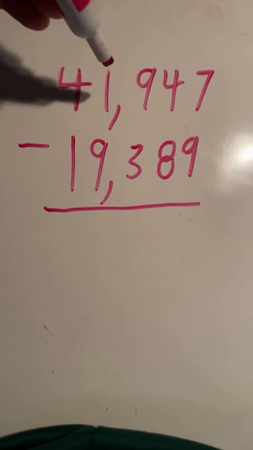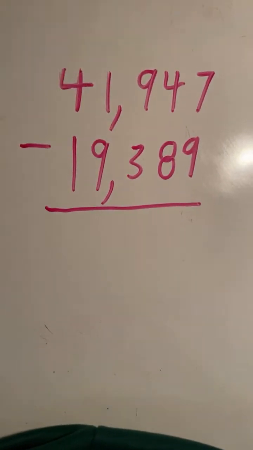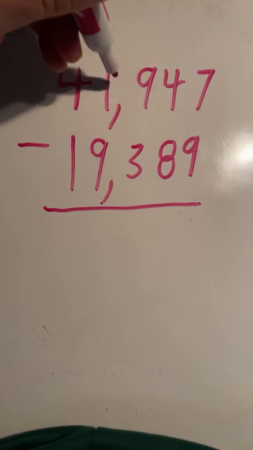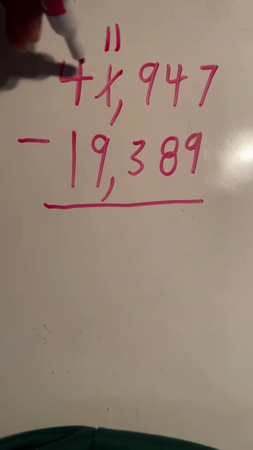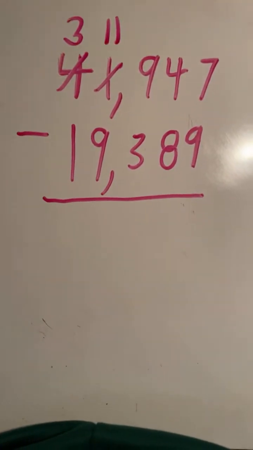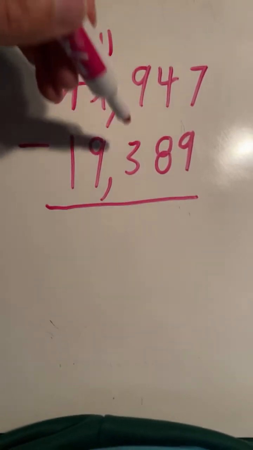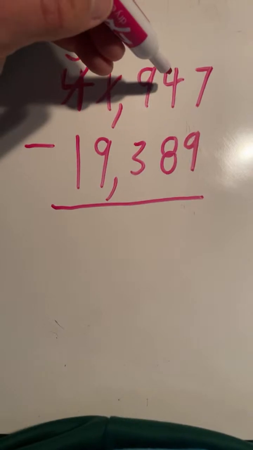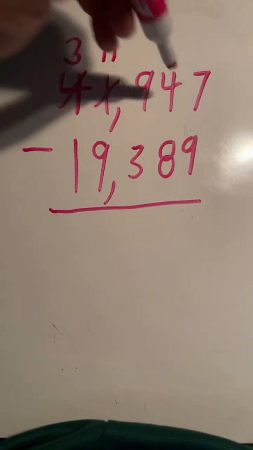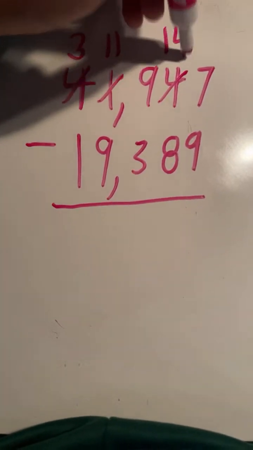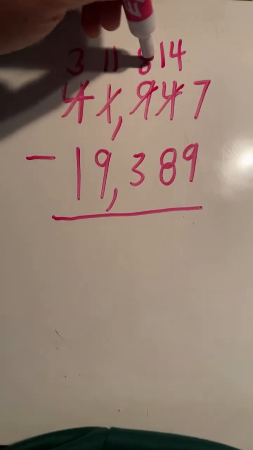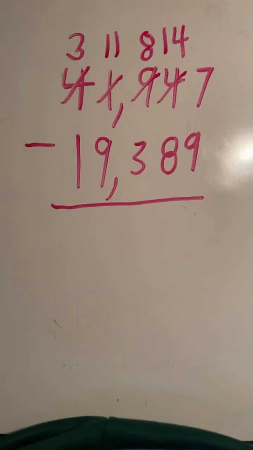In the thousands place, you cannot start out with 1 and take away 9. So the 1 is going to become an 11. The 4 is going to become a 3. Hundreds place is fine. In the tens place, you can't start out with 4 and take away 8. So the 4 is going to become a 14. And the 9 is going to become an 8. We add 10. We take away 1.